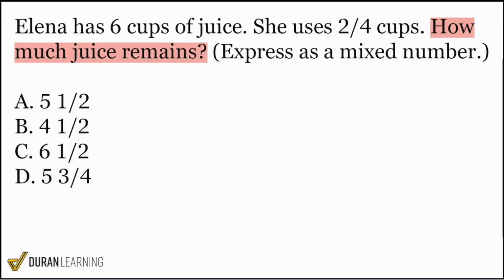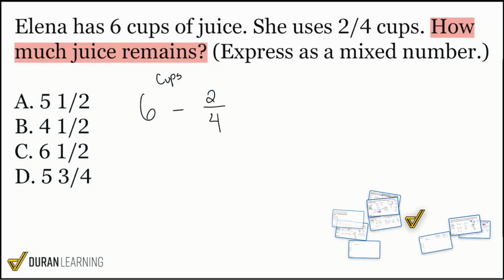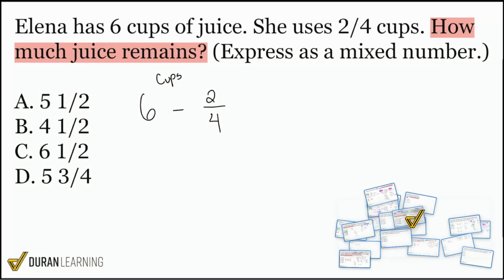So here it says Elena has 6 cups of juice. She uses 2/4 cups. How much juice remains? Yeah, that's correct. If we use something, we will subtract to get what remains. So here's what's going on. We have the 6 cups that Elena starts with, and we are going to subtract what she uses, the 2/4 of a cup. So it's simply going to be 6 minus 2/4.